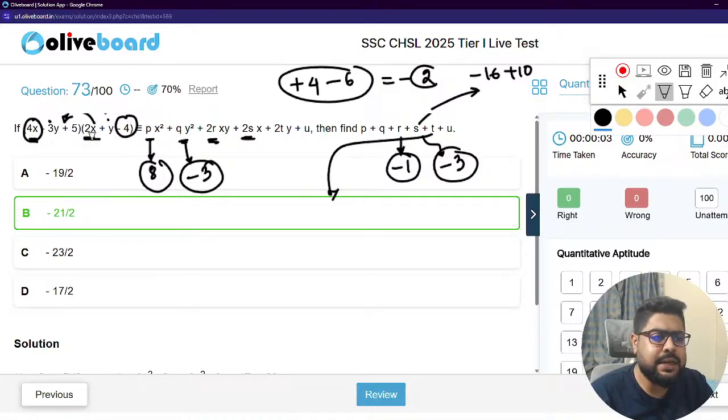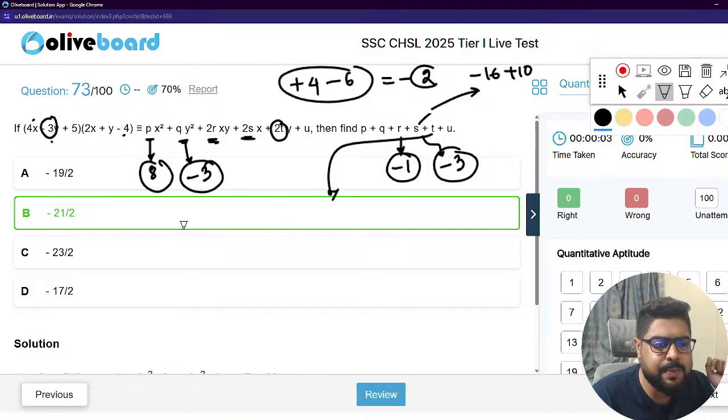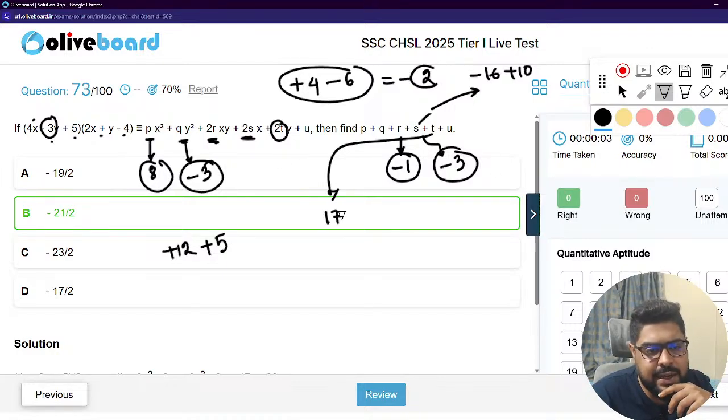T will be what, sir? It is not even visible to myself, how will we do it. T is this 2t. Y is, sir, minus 3. So the coefficient of y is minus 3 into minus 4, that is plus 12. And sir, y into 1, sir, plus 5. It is plus 17 is this, so it will be 17 by 2, sir. U is, sir, minus 20.